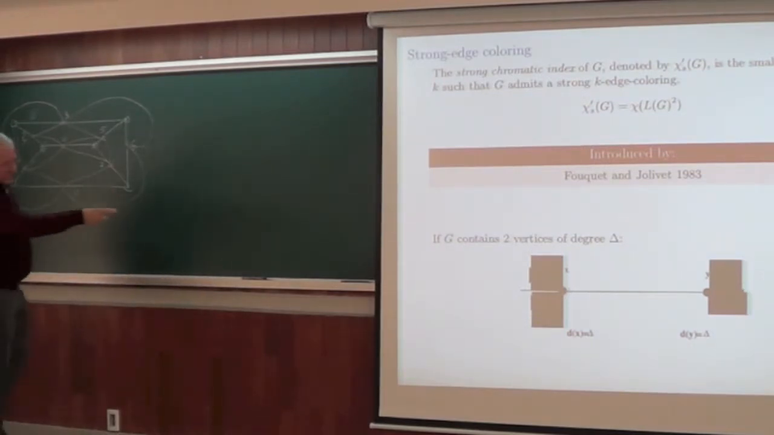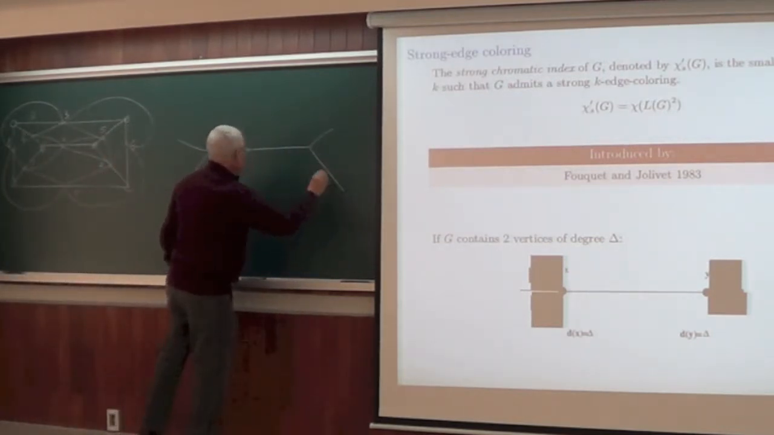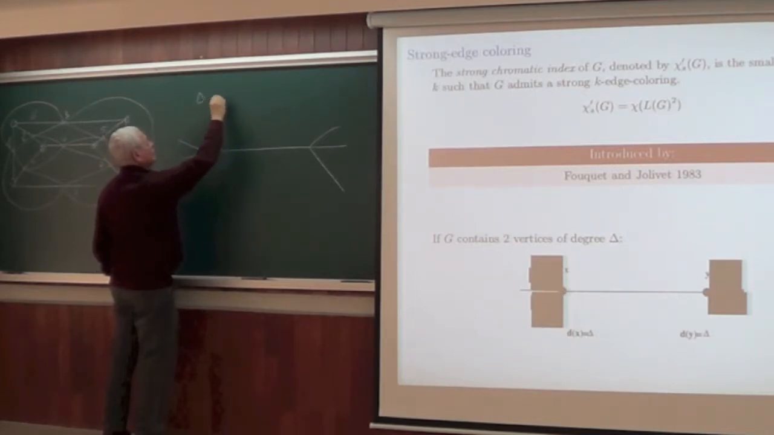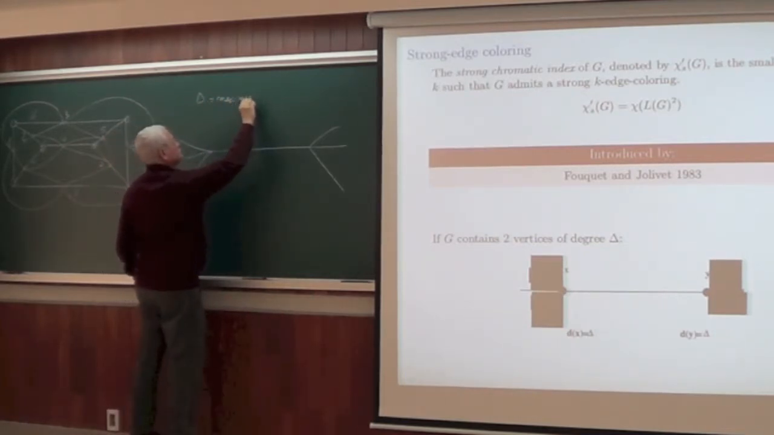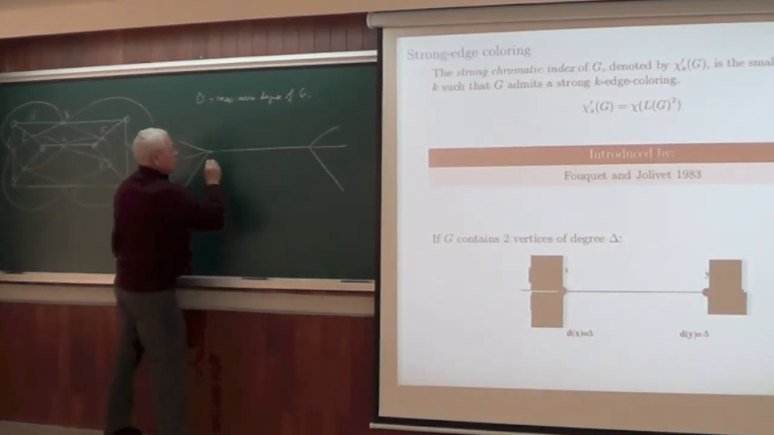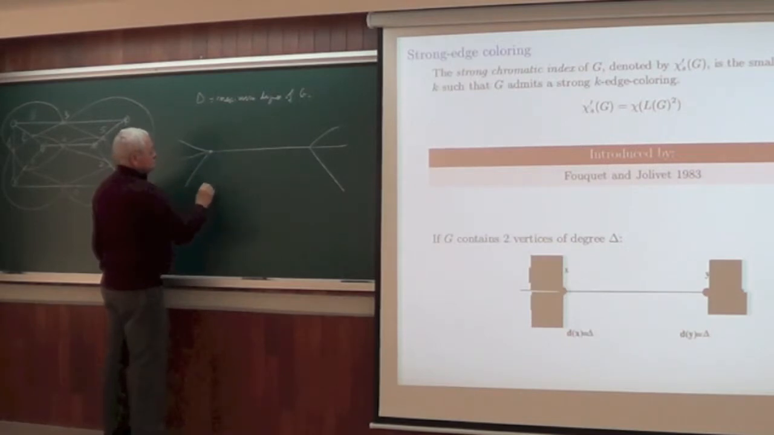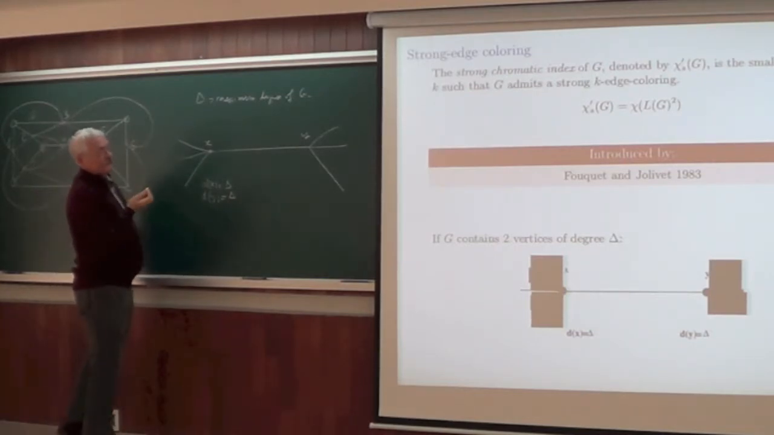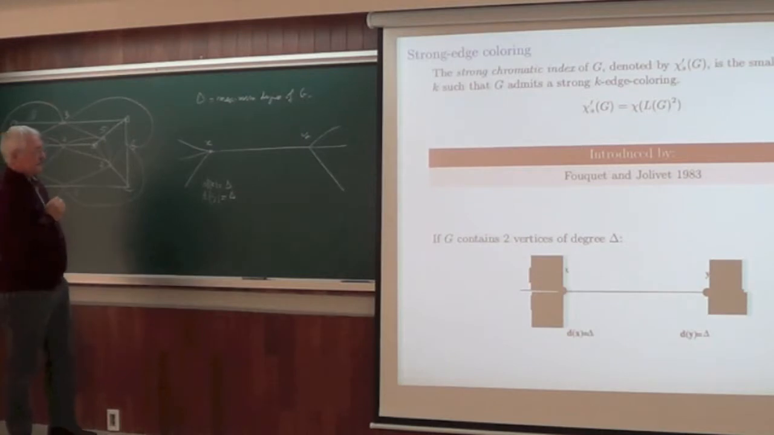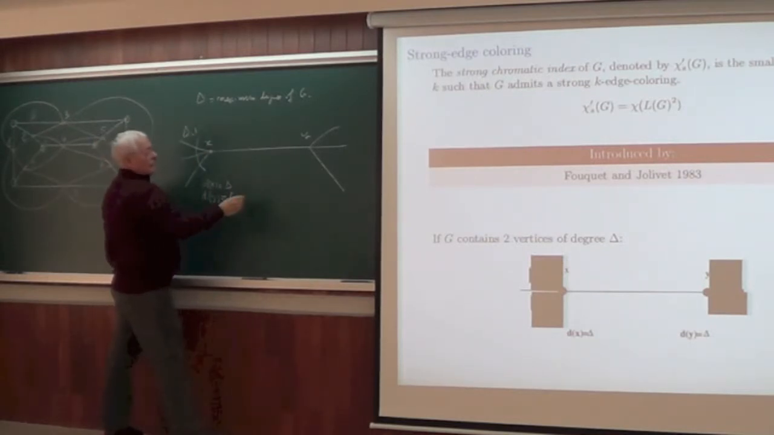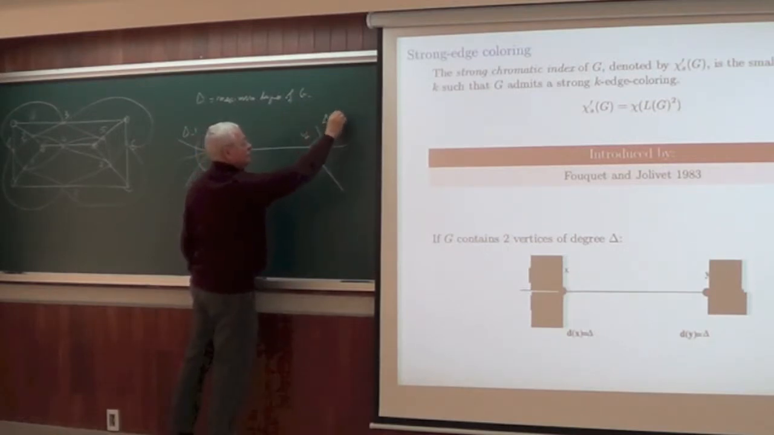Now, I consider this graph. So assume that delta is the maximum degree of G, and assume that I have an edge with degree delta here. So when I want a strong coloring of the edges, this guy must have a color different from this one, this one, this one. So I have delta minus one guys here. And these guys must have a color different from this one. I have delta minus one.